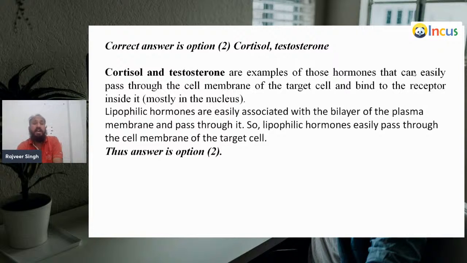Lipophilic hormones are easily associated with the bilayer of the plasma membrane and pass through it. So lipophilic hormones easily pass through the cell membrane of the target cell. That is why we choose the second option.